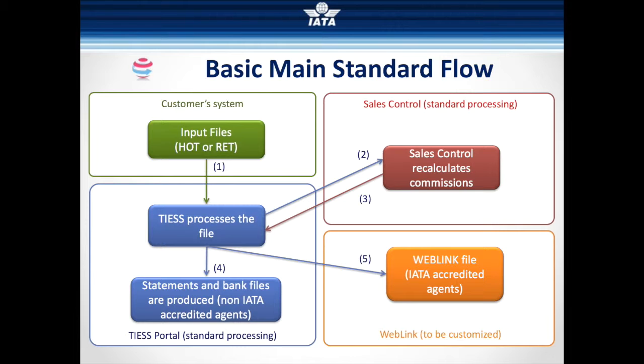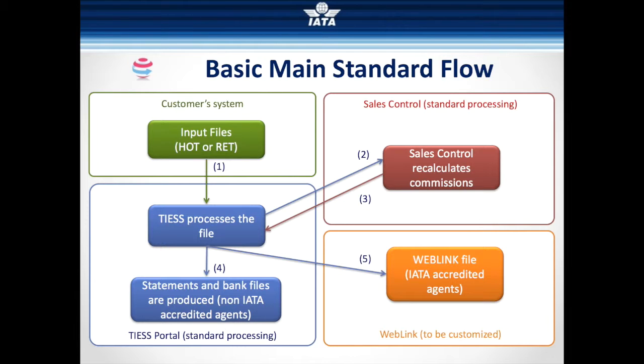This is a basic flow overview, as we'll be seeing. The ticket sales and files come from multiple formats. They can come in as RET files, HOT files, any travel data. Some customers send us data in standard Excel files.